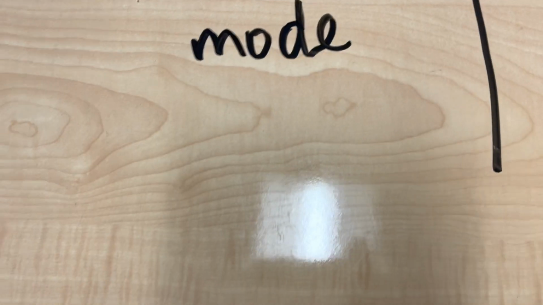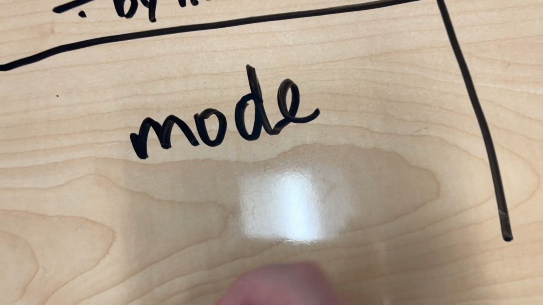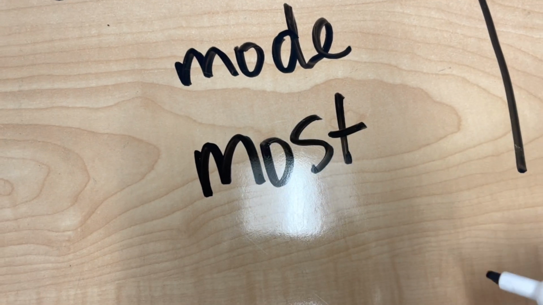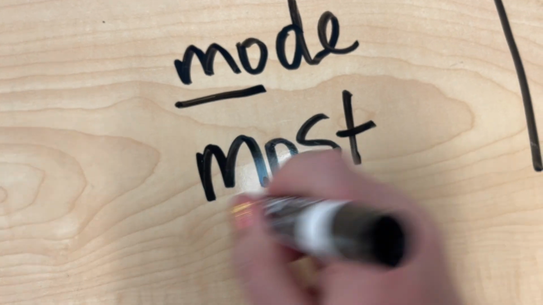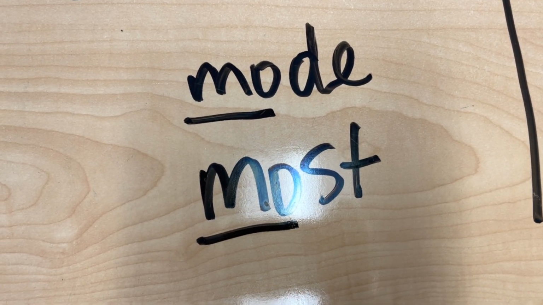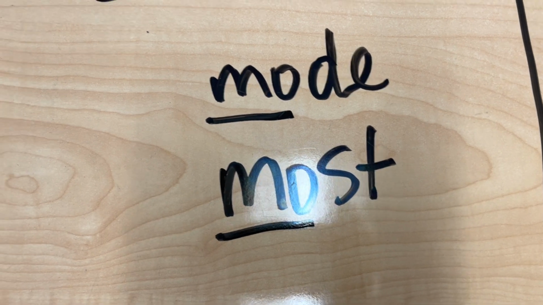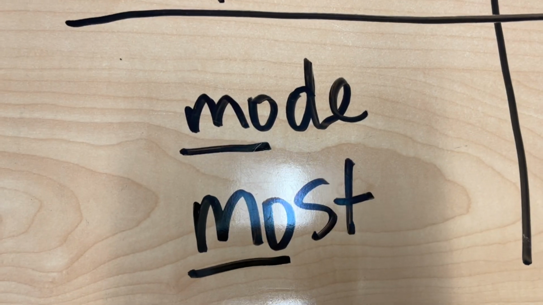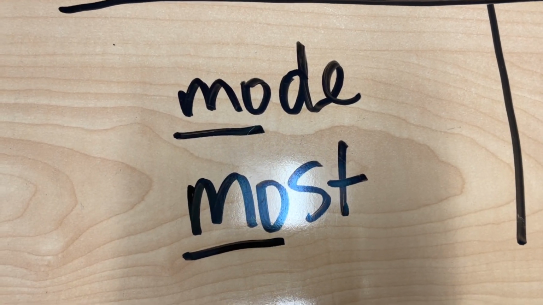So then we have our mode, and our mode is the number that we see the most. So remember, mo and mo, mode and most, mode, most. Mode is the number that we see the most. That one is very easy to remember. So if you see a number more than once, that is the mode.